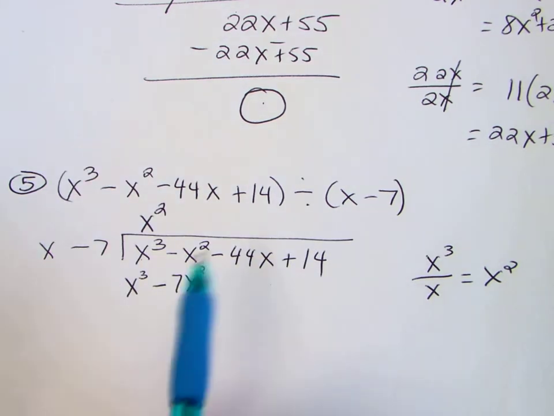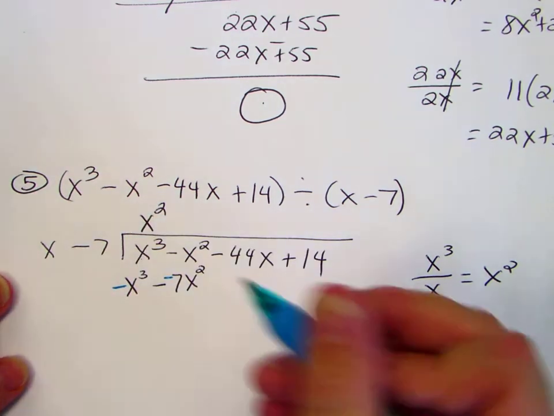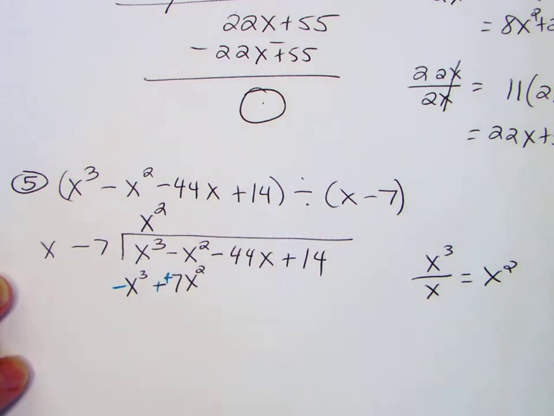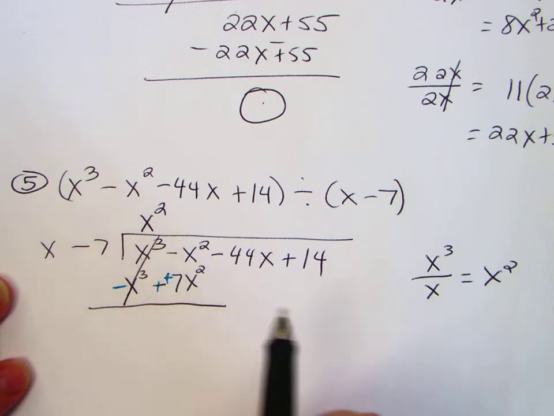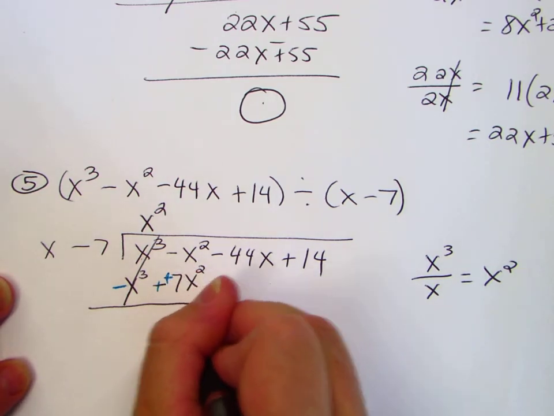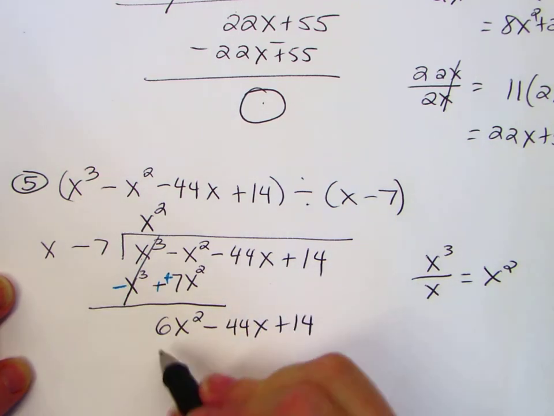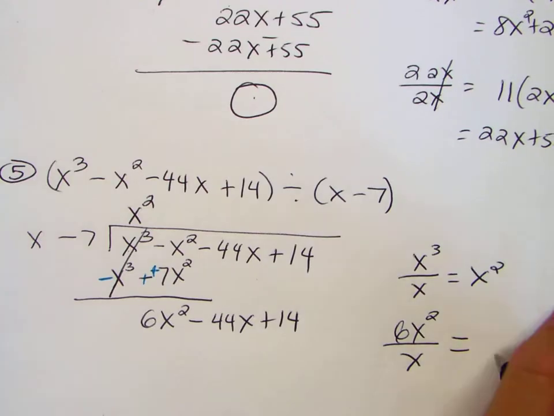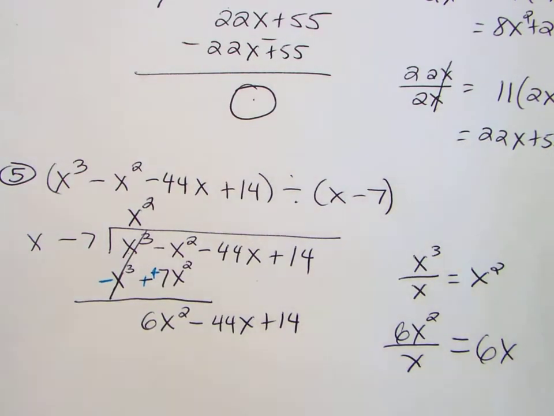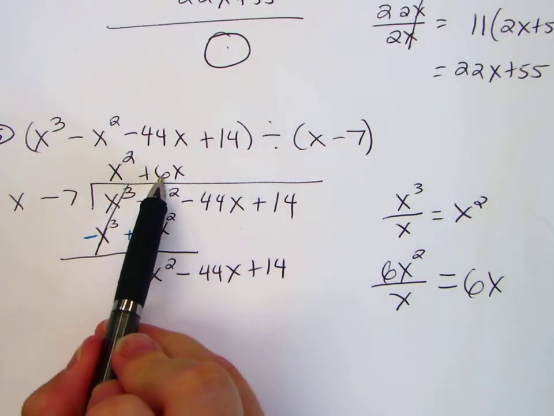Now, once you get that, remember we changed the sign. We're subtracting. But notice if we do that, we get a double negative. Two negatives make a positive, so you actually end up adding. These cancel, and we have negative x squared and 7x squared, which is 6x squared. And then same thing. Take that highest power, 6x squared, divide by x. 6x. 6x goes up top. Distribute. 6x times x.